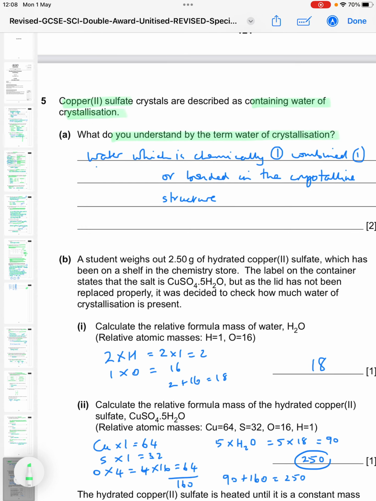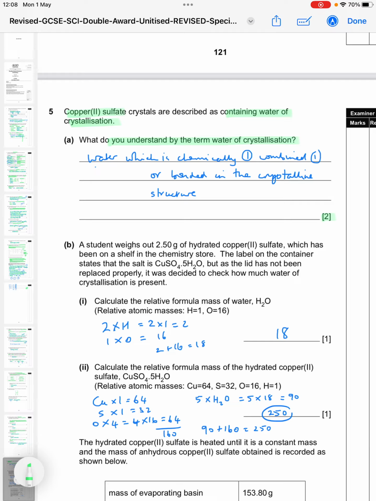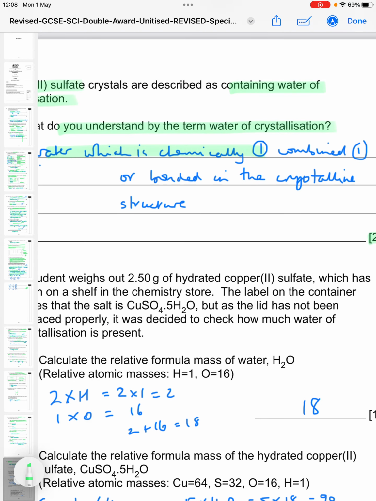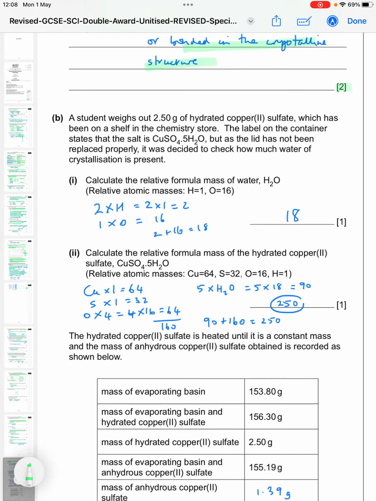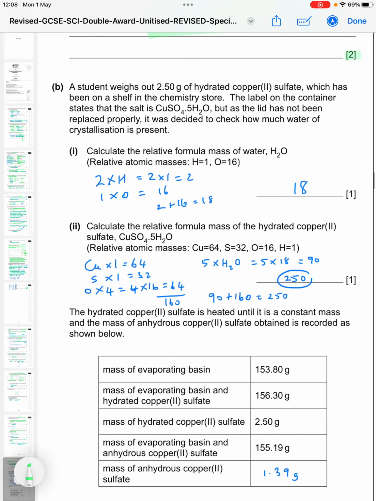Number 5, copper sulfate crystals are described as containing water of crystallization. What do you understand by the term water of crystallization? And there are 2 marks for this. So it's water which is chemically combined or bonded to the crystalline structure. So it's just a matter of learning that definition.